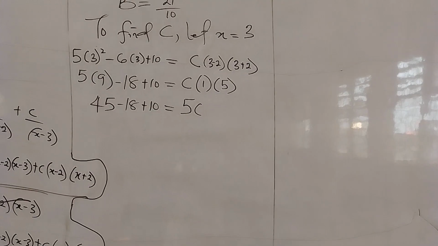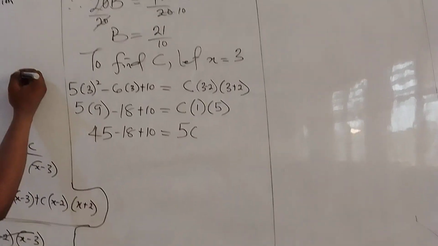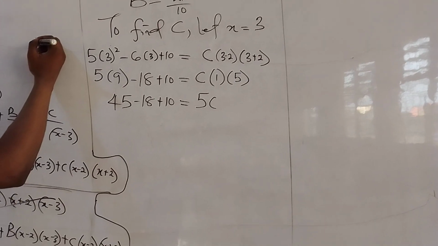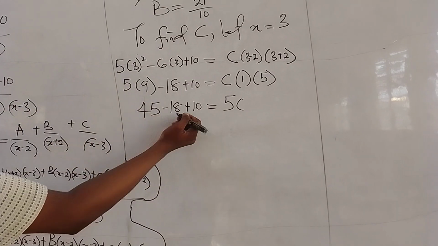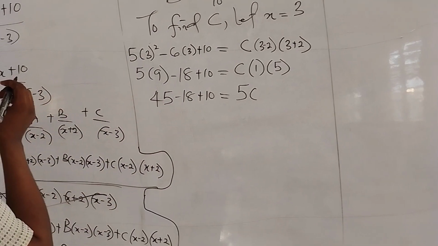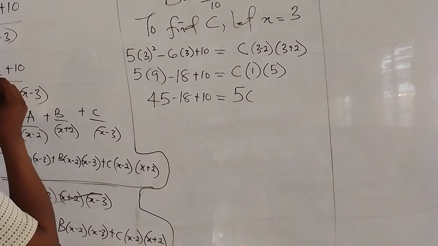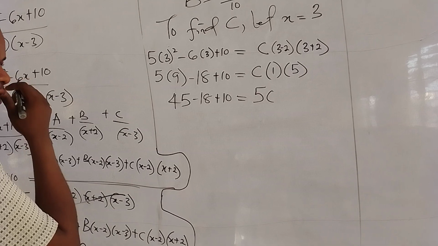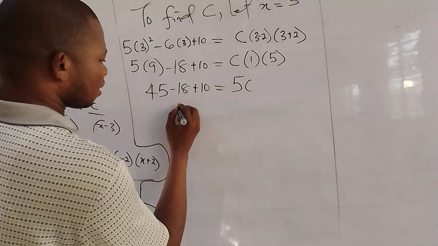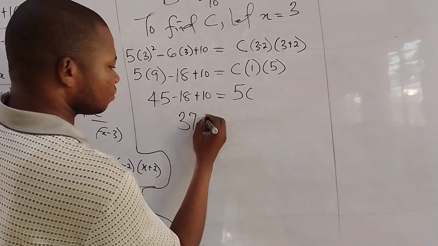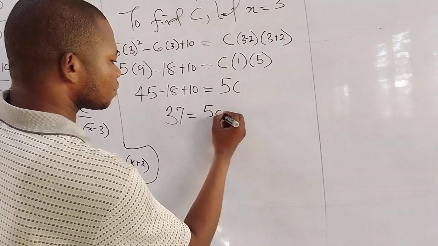So we have 45 minus 18. What will it give us, class? 27. 27 plus 10, 37. So we have 37 is equal to 5C.